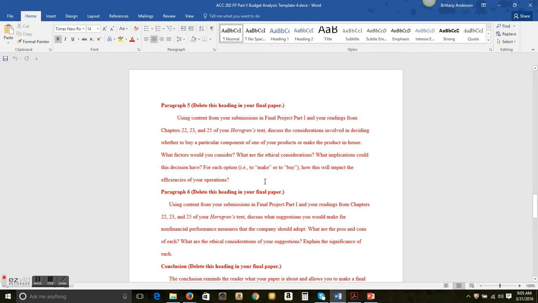What will the impact to our efficiency be? Again, this is a hypothetical situation. You're not pulling numbers from anywhere. You're presenting a hypothetical situation. If we decided to buy this element of our production, what does that mean to me? What cost am I looking at? Remember those relevant costs, those irrelevant costs.